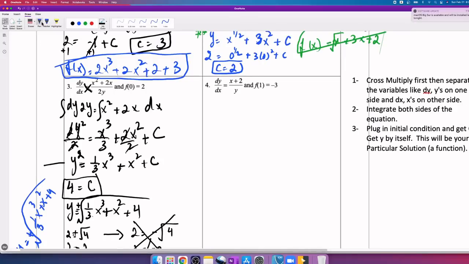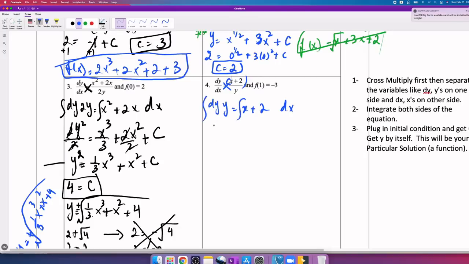Question number 4. Let's do question number 4. Cross multiply again. We're going to cross multiply. I got dy, y, and x plus 2 and dx. And if you guys look at it, they are all good and perfect. X plus 2 is one whole function right there, so it goes together with dx. They are dx, they are dy, fine. I'm going to integrate both sides.